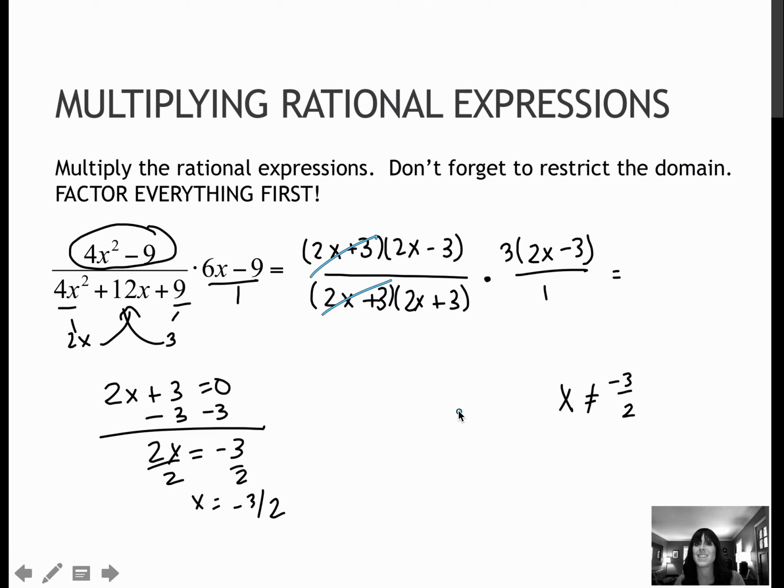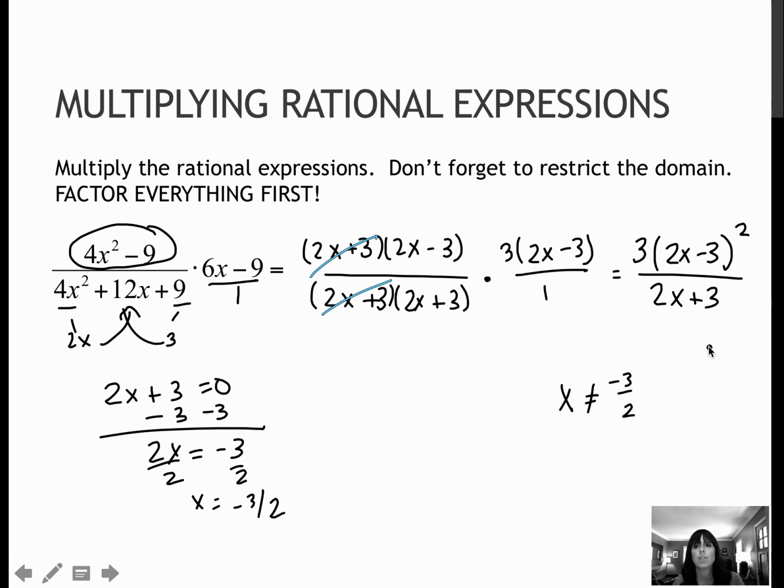and that's it, unfortunately. There's nothing I can do about this because this is a plus, this is a minus, they're not the same. I can't use my little negative trick. I could only use that if one of them had a different sign on the 2x. So now I'm left with 2x minus 3 and 3 and 2x minus 3, which I will write as 3 and then 2x minus 3 squared. The denominator, I only have 2x plus 3.